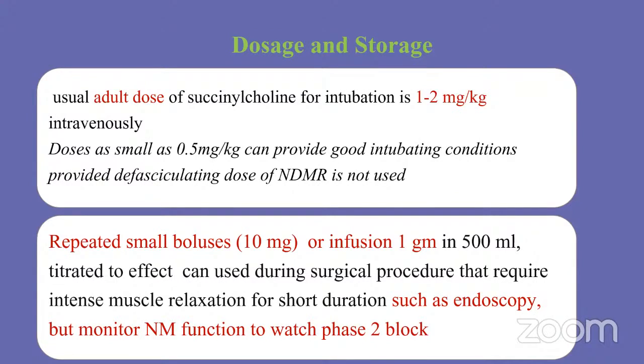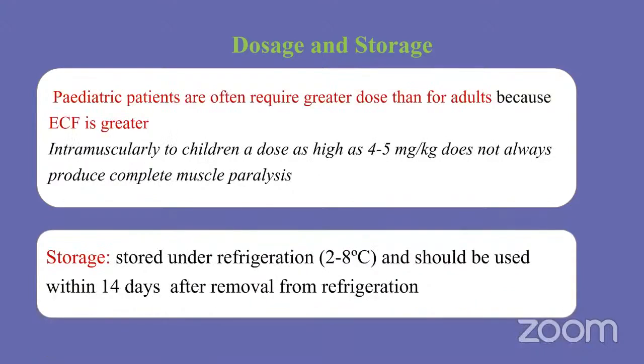So usually in clinical practice, we avoid more than 2 doses. If prolonged muscle relaxation is required, it is better to use non-depolarizing muscle relaxants. Pediatric patients often require a greater dose than adults, mainly because their extracellular volume is greater, and the drug is limited to the extracellular volume. So they require a higher per kg dosage of succinylcholine.